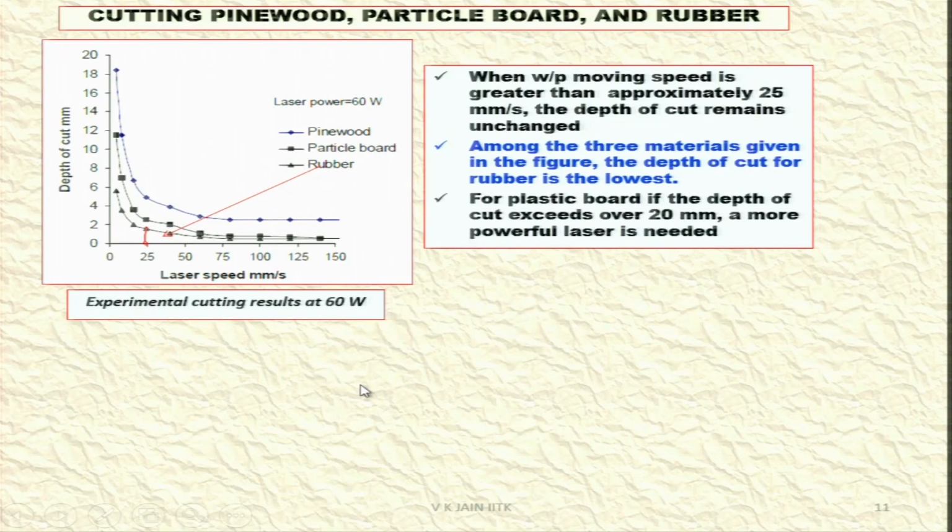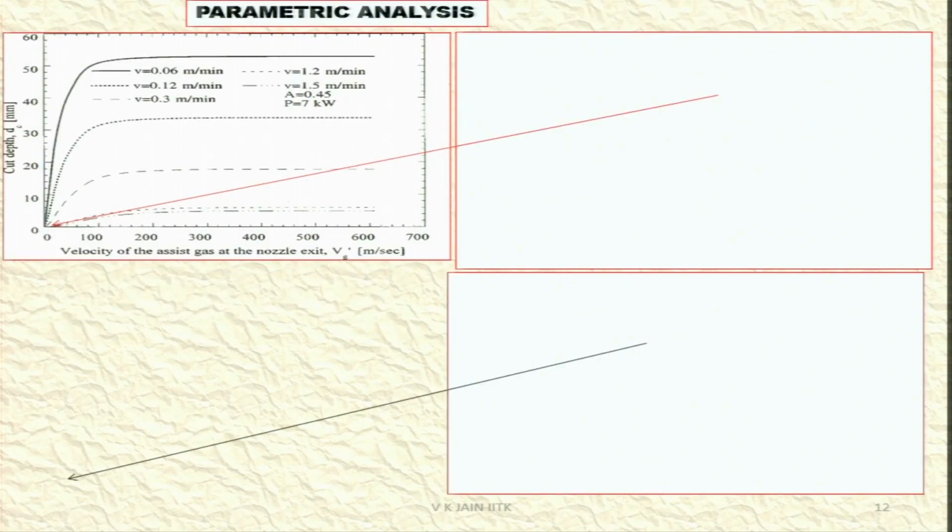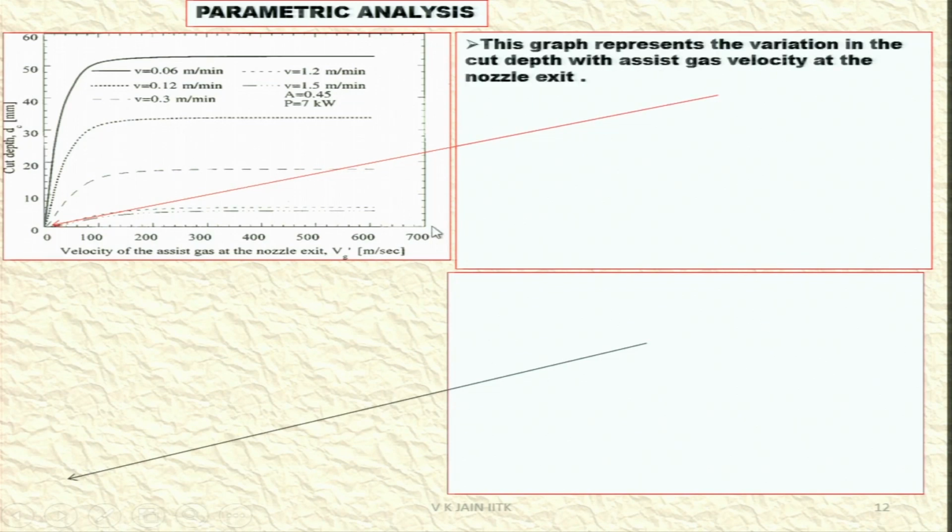For plastic board, if the depth of cut exceeds 20 millimeter, a more powerful laser is needed. Here you can see the velocity of assist gas at the nozzle exit, and this is the cut depth. After a certain velocity of the assist gas, the change in depth of cut is almost zero or negligible, that you can see here from all these graphs.